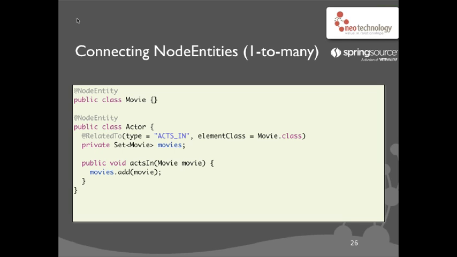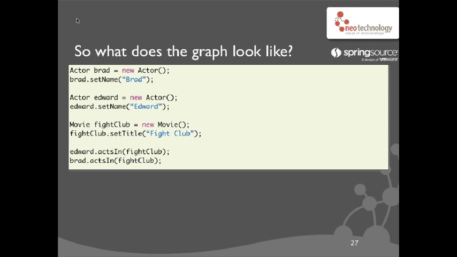And we also say what class or what POJO type Spring Data Graph should use to wrap the underlying node on the receiving end of the actIn relationships. In this case, they're movies, so we want them to be represented by the Movie POJO. Pretty straightforward, I hope, so far.